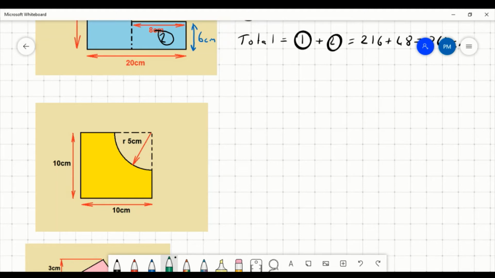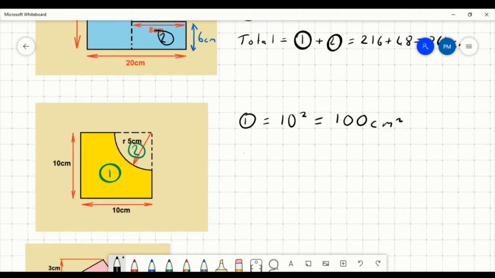So we'll find the square first, because that's easy. So we'll call that area 1. And we'll call this area 2. So to find the square, all you have to do is area 1 is 10 by 10. Let's call it 10 squared, same thing. And that's 100. So that's 100 centimeters squared. And then we're going to find area 2.